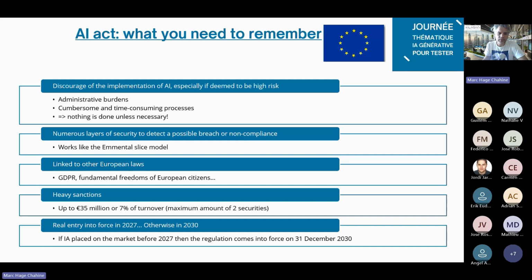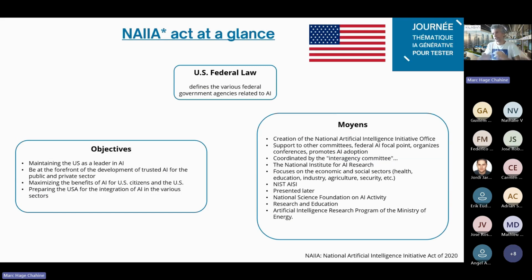Do you have questions on the AI Act? Because I don't see the chat. If there are questions, no, I don't see it. So let's continue with something which is much simpler.